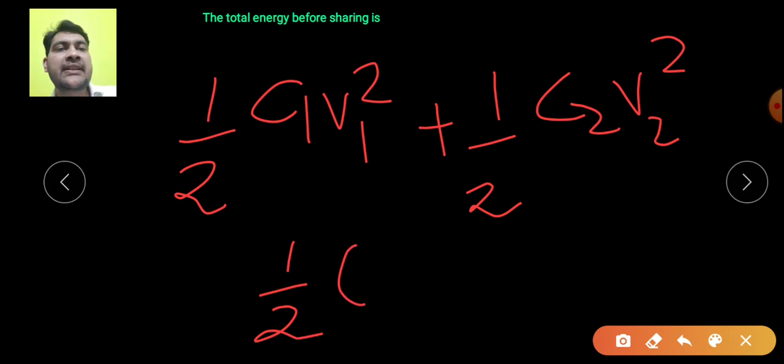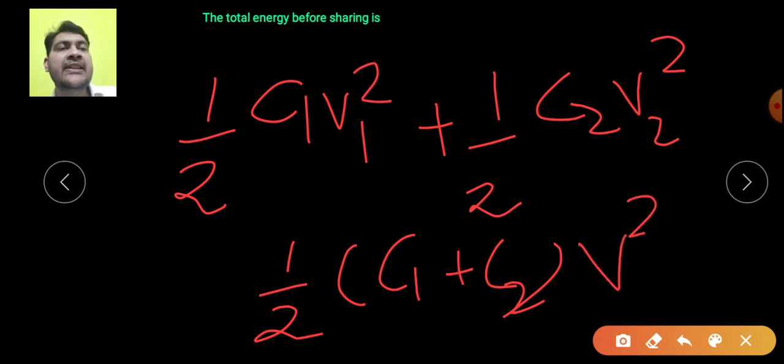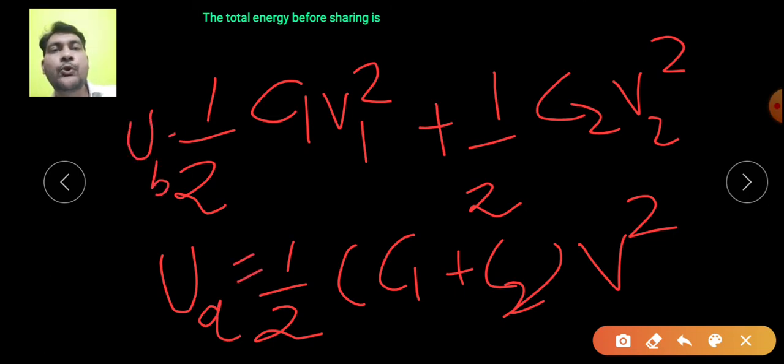The total energy after combining the capacitors is half CV square, using the same expression, but here C is the effective capacitance in parallel grouping, which is C1 plus C2, and the potential is V, because after combining, the capacitors have obtained a common potential V. So this is the energy stored after combination, and this was the energy stored before combination. So what is the loss of energy?